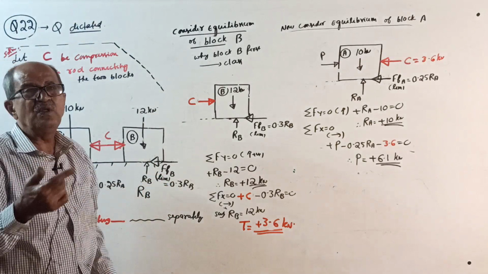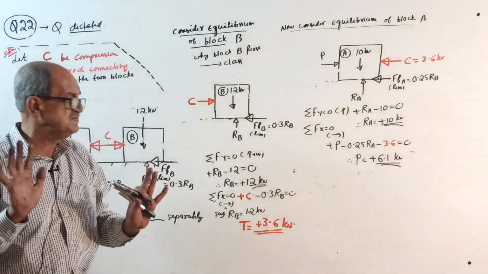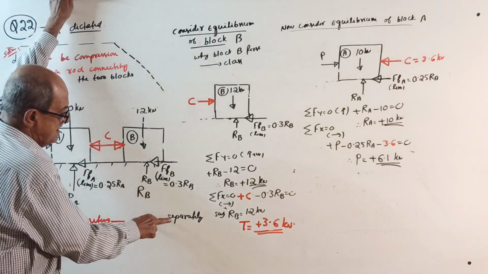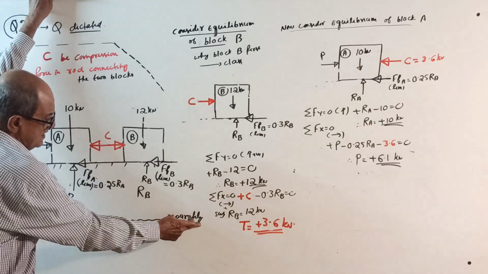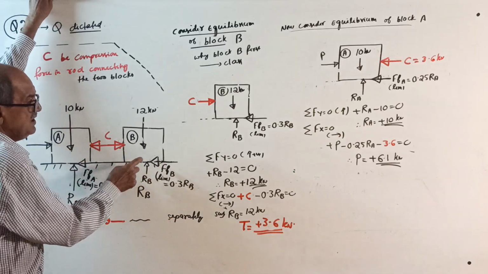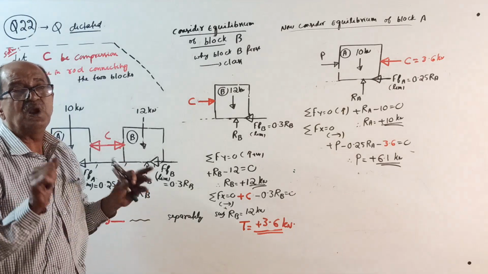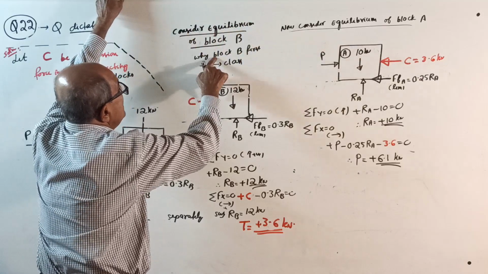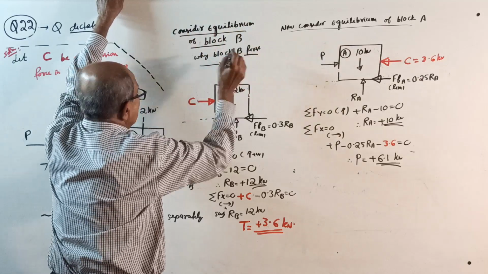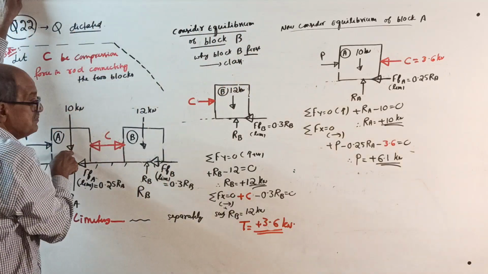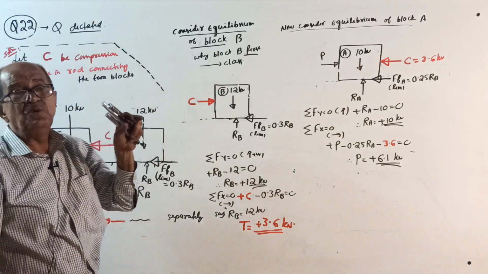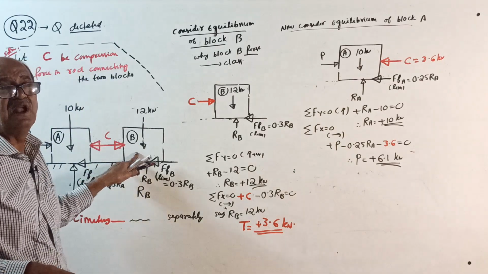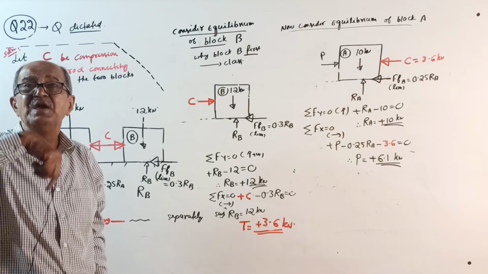This is explained more than 15-20 times, so I won't explain further. Put the sketch. Once again remember limiting case, and consider equilibrium of each block separately. First consider equilibrium of block B. Why block B first? In the first question, we took equilibrium of block A. Second question, block B first. Third question also block B first. Fourth question, block A will come.